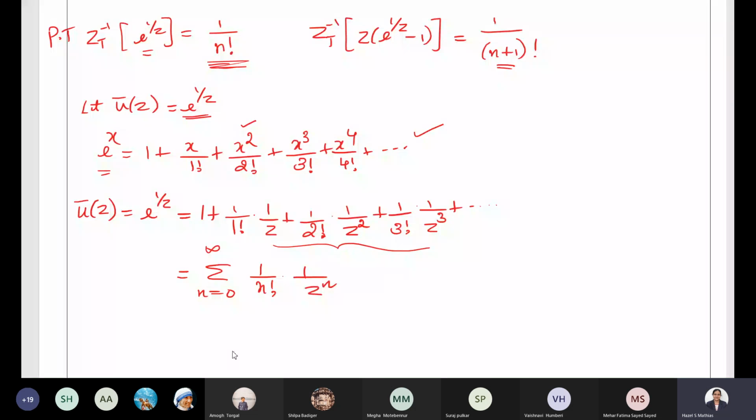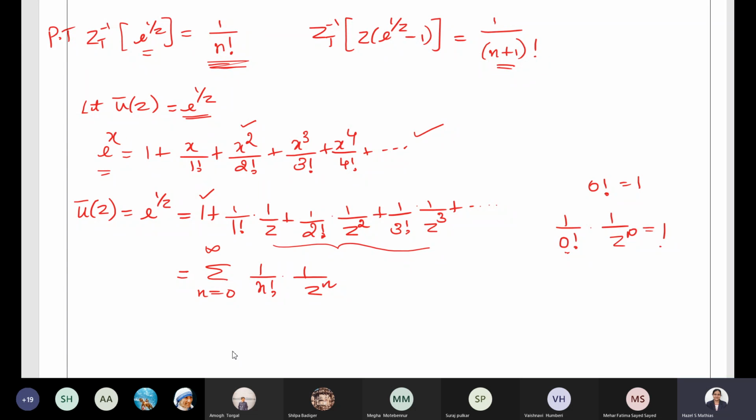Very easy it is. Give different values starting from n equal to 0. Remember 0 factorial is 1. Okay, for your information 0 factorial is 1. So when n equal to 0, it is 1 by 0 factorial into 1 by z power 0. So this will be 1. So we get the first term of the series. Anything power 0 is 1, 0 factorial is 1, so we get 1.